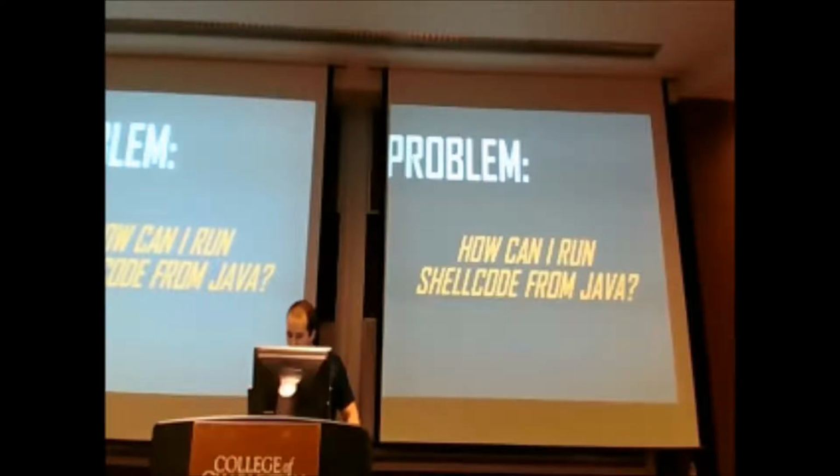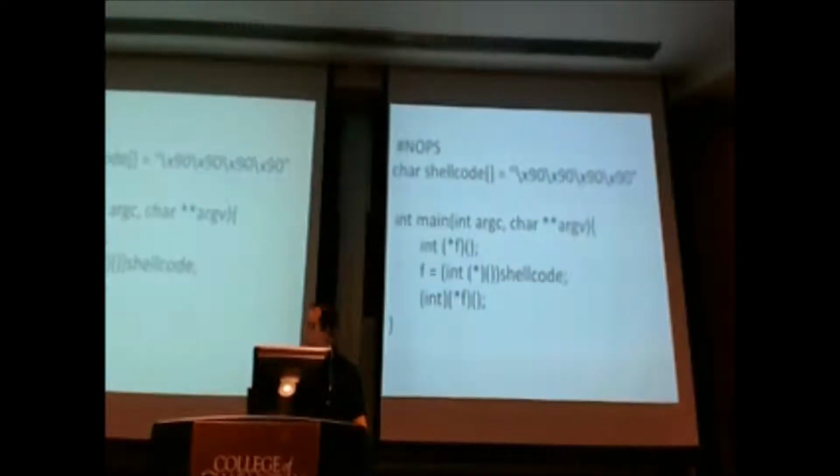But how do we do this in Java? Since Java's interpreted code, you really don't have access to that native code. And so it can become quite a problem trying to get to those functions to be able to do this. Like I said, in C it's pretty trivial. This is our example. You just stick your shellcode in there, point right at it, and you just call it. Real easy.